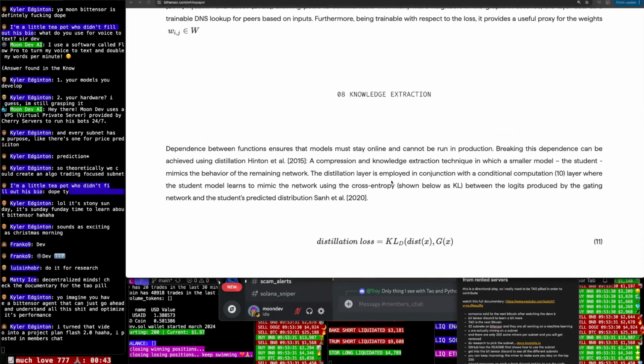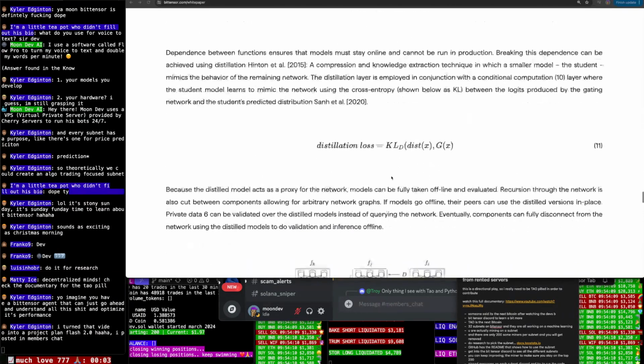Dependence between functions ensures that models must stay online and cannot be run in production. Breaking this dependence can be achieved using distillation, Hinton et al., a compression and knowledge extraction technique in which a smaller model, the student, mimics the behavior of the remaining network. The distillation layer is employed in conjunction with a conditional computation layer where the student model learns to mimic the network using the cross entropy between the logits produced by the gating network and the student's prediction distribution.